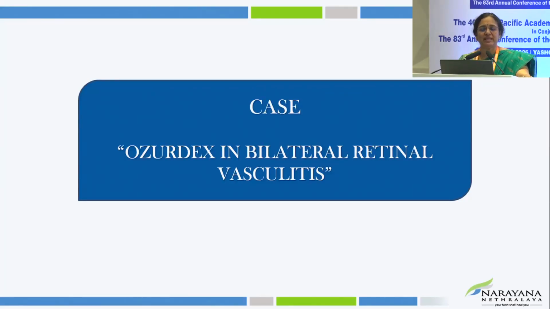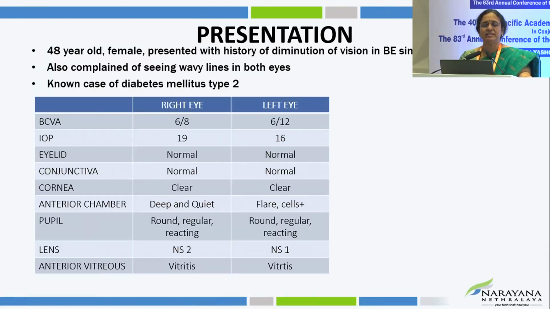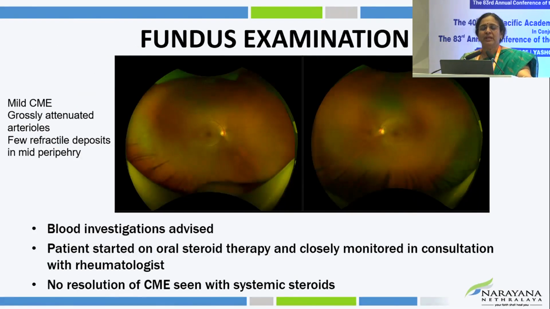Let's move on to the case example. Here is a case of Ozurdex used in bilateral retinal vasculitis. A 48-year-old female presented with a history of diminution of vision. She also had diabetes mellitus, complaining of wavy lines. She had early lens changes, and vitritis was present associated with anterior segment reaction in the left eye. On fundus examination, the media had grade 1 haze and mild cystoid macular edema was present. Greatly attenuated arterioles were seen. Blood investigations were all normal.